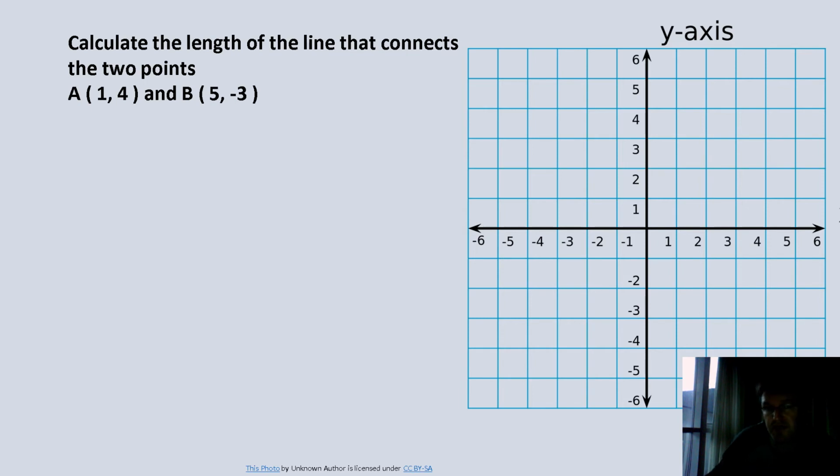Length of a line that connects 2 points. This is actually just Pythagoras. So you guys know Pythagoras from earlier, right? A squared plus b squared equals c squared. We're going to use the same kind of idea here.